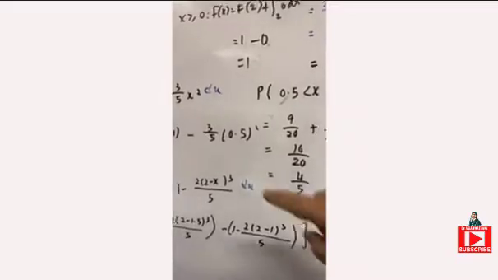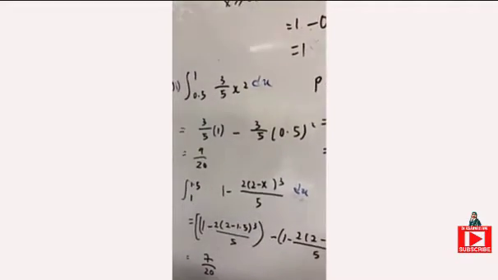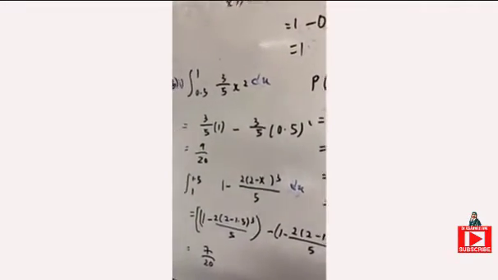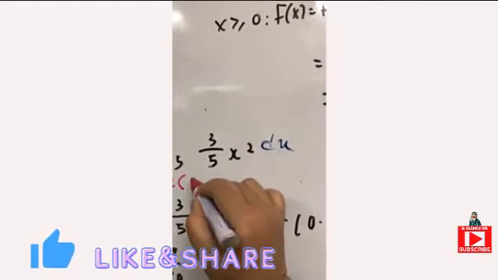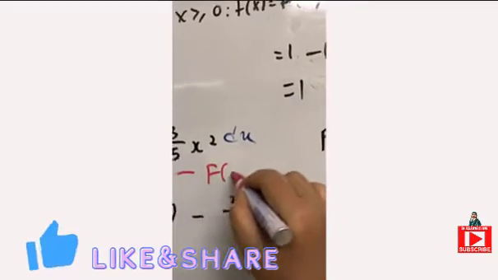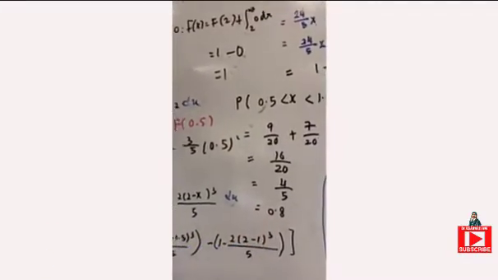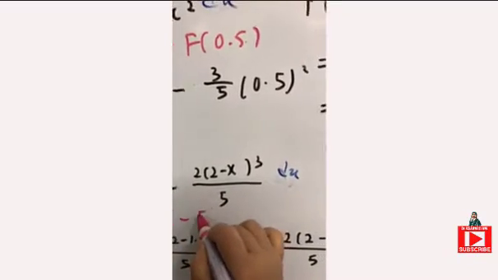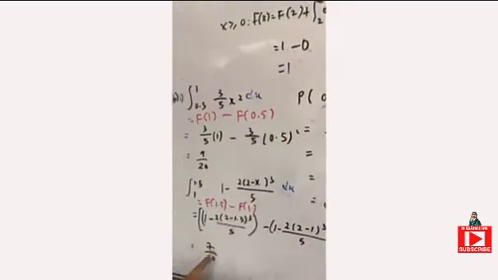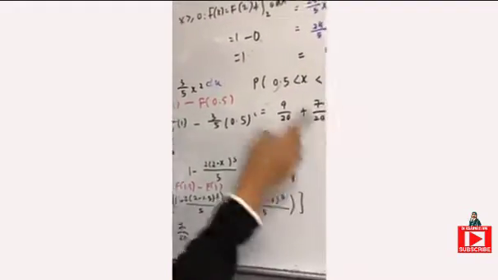And then this is actually take cumulative, right? This one is F1 minus F0.5. Macam tu. Next, same that one, F1.5 minus F1. Then you get 7/20, and then you plus together, you get 0.8.